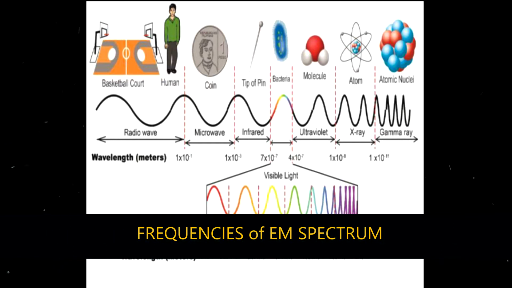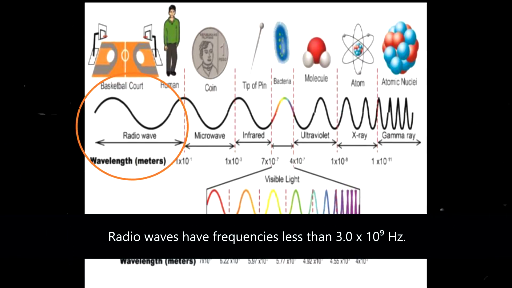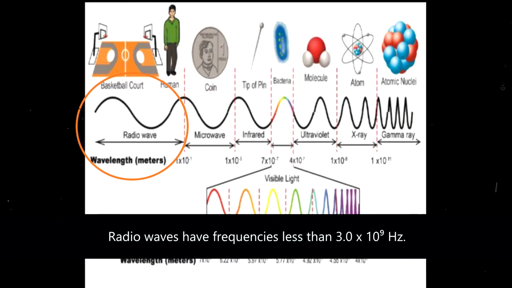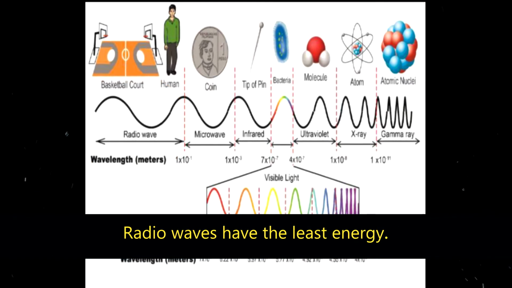We now discuss the frequencies of the EM spectrum. Radio waves have frequencies less than 3 times 10 to the positive 9 Hz. It has the lowest frequency among all the EM spectrum. The frequency of the wave determines the energy carried by the wave. So, radio waves have the least energy.